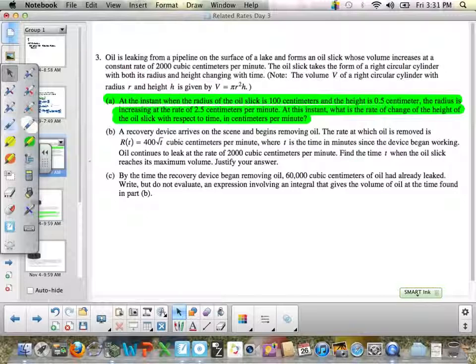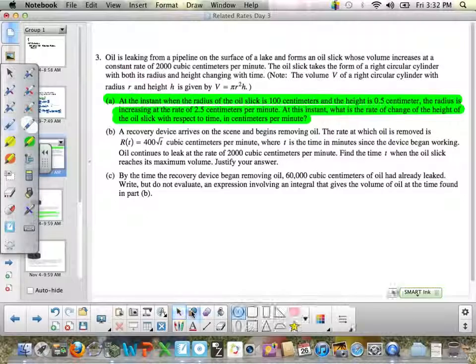Note, the volume of a right circular cylinder with radius r and height h is given by V equals pi r squared h. That's what's nice about the AP exam. They're not testing your memorization of formulas, so they usually give you all those formulas. At the instant when the radius of the oil slick is 100 centimeters and the height is 0.5 centimeters, the radius is increasing at a rate of 2.5 centimeters per minute. At this instant, what is the rate of change of height of the oil slick with respect to time in centimeters per minute?